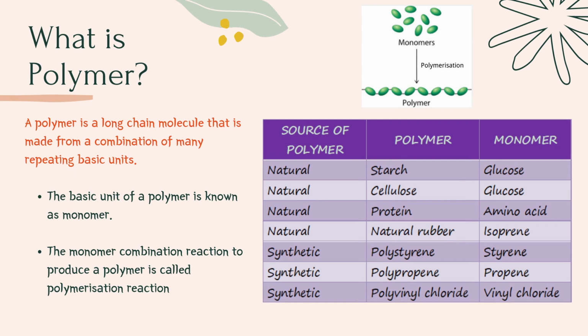What is polymer? A polymer is a long-chain molecule that is made from a combination of many repeating basic units. The basic unit of a polymer is known as monomer. The monomer combination reaction to produce a polymer is called polymerization reaction. Just an example for the source of polymer and its monomer.